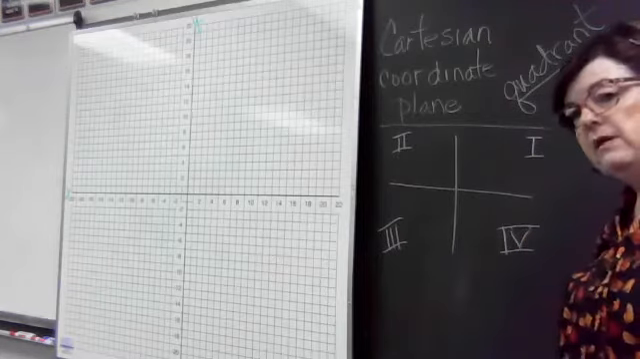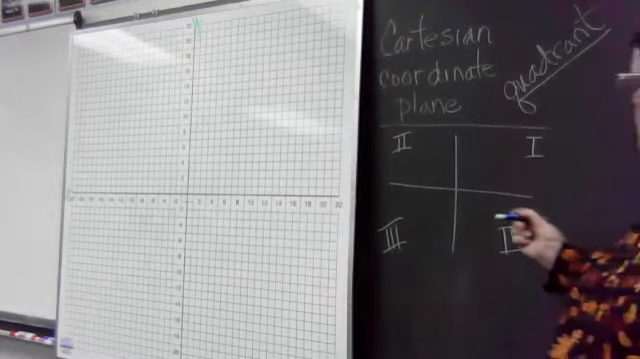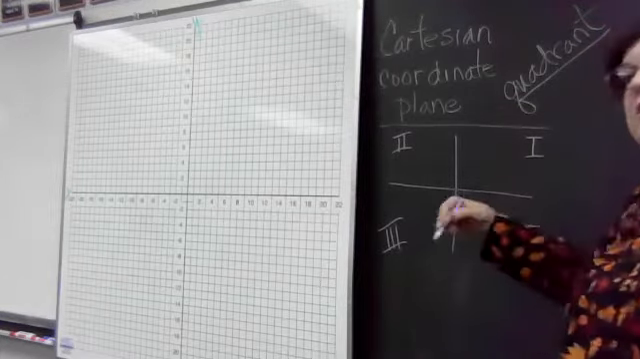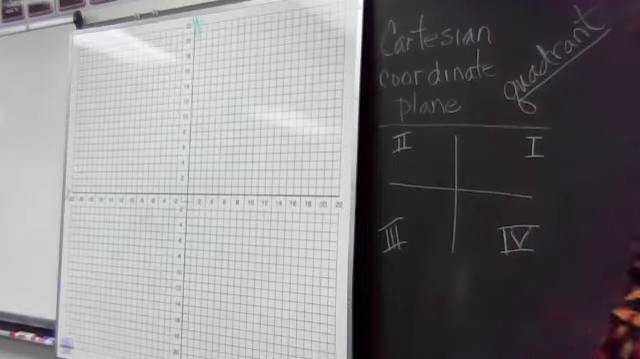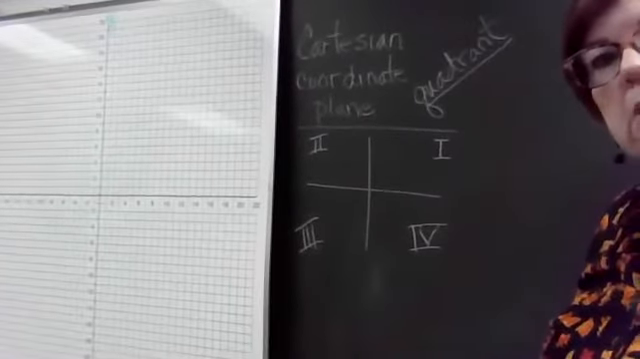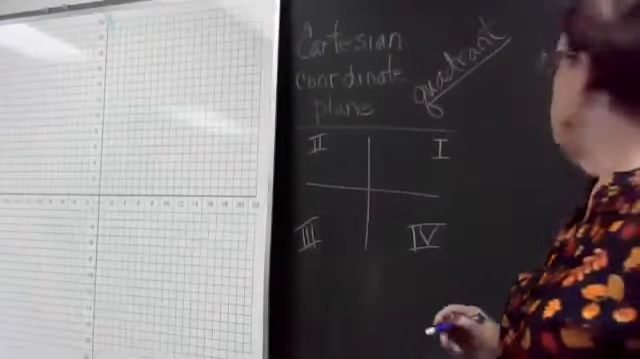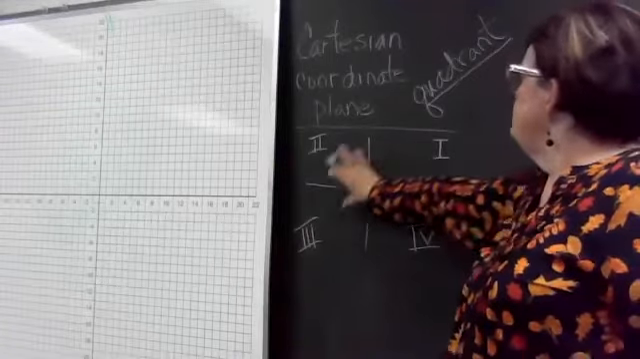Also, what we're going to find out with the quadrants are positives and negatives and what is involved in each. What type of numbers are involved in these places.